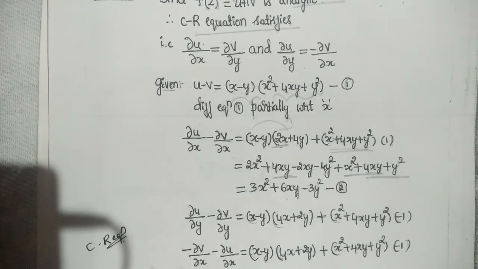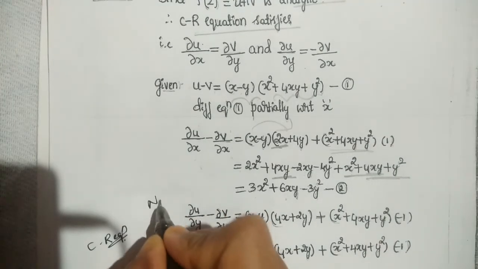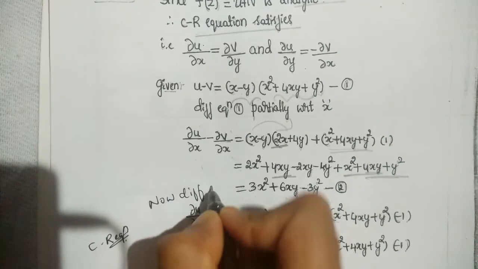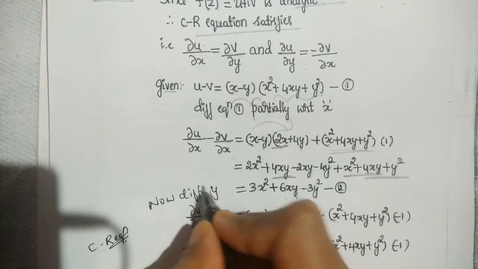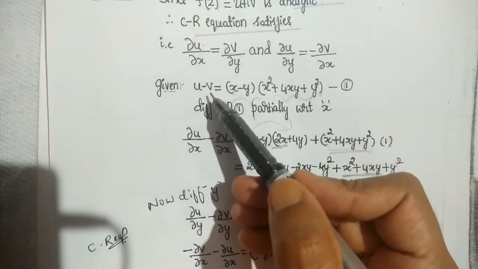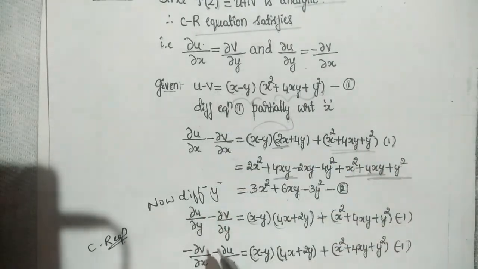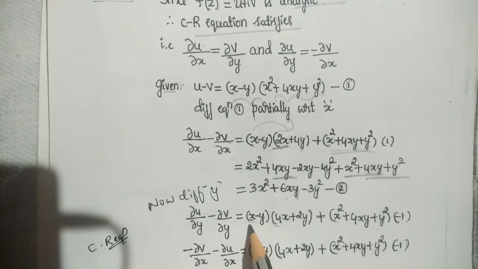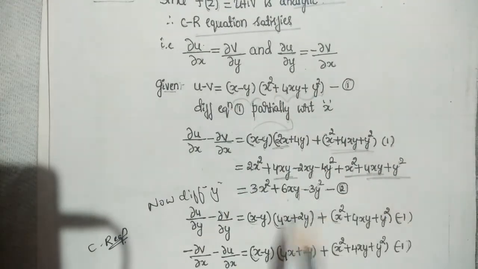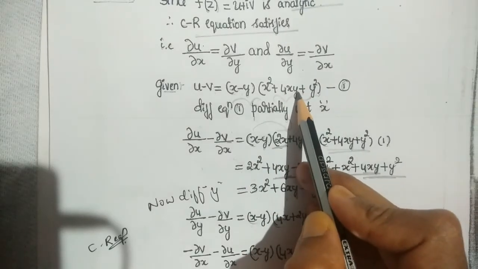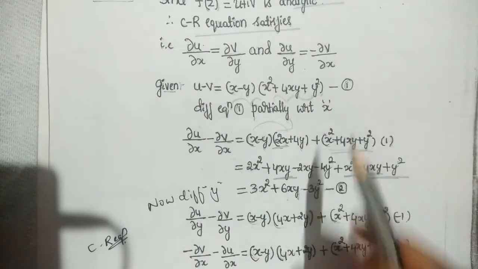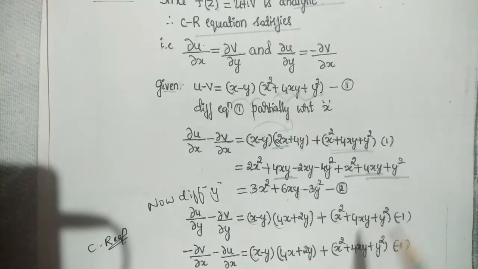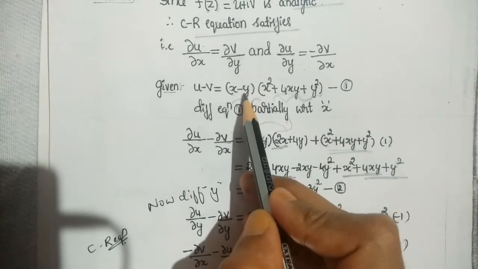Now differentiate with respect to y. What you get: equation 1, dou u by dou y minus dou v by dou y. With respect to y, first into differentiation of second: x square is 0, 4xy gives 4x, y square gives 2y. Plus the second function times the differentiation of the first function, minus y, which is minus 1.